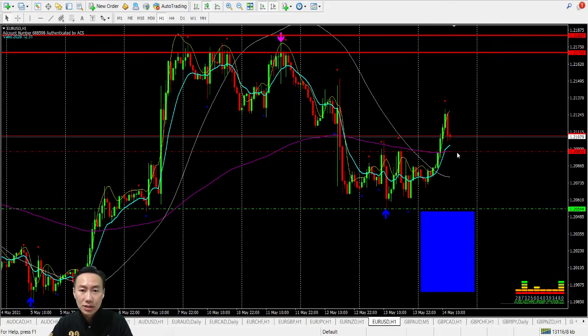Now this resistance area is over here. Can you see? We are hitting the resistance. So right now, for euro dollar, we are going for a short-term gain with short selling. Why do I say short-term gain?